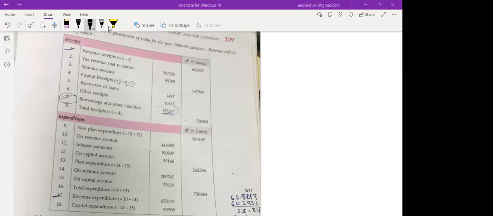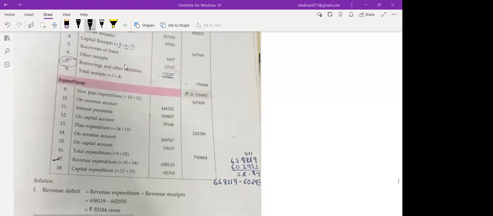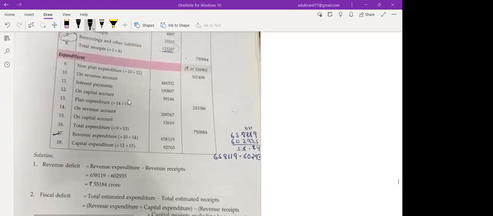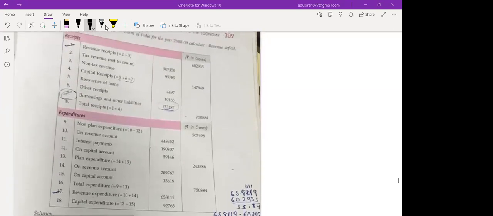Ma'am, both of us are on. Done? Yes, ma'am. Okay, so what did people get for the revenue deficit? 1314.55184. Yes, ma'am. Okay. Now you have to find the fiscal deficit.